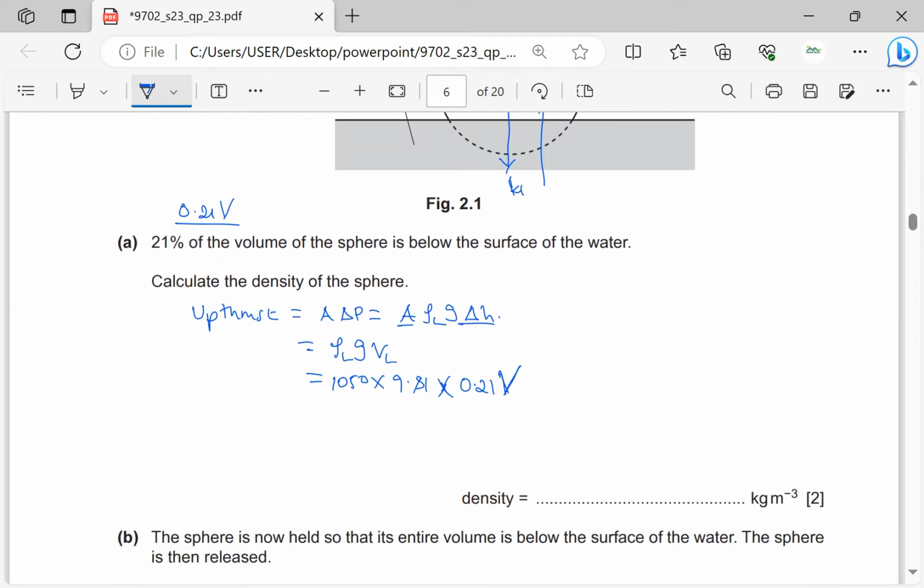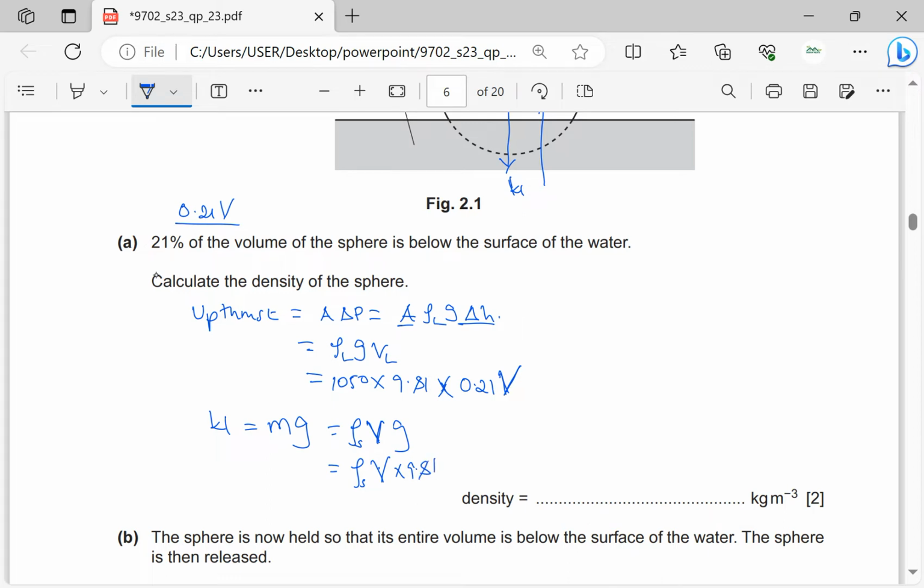So that is the upthrust. But then the weight of the sphere is equal to the mass of the sphere times G. And the mass of the sphere is the density of the sphere times the volume of the sphere, capital V, then times G. So these two quantities should be equal. So density of the sphere, which is not known, times V, then times 9.81.